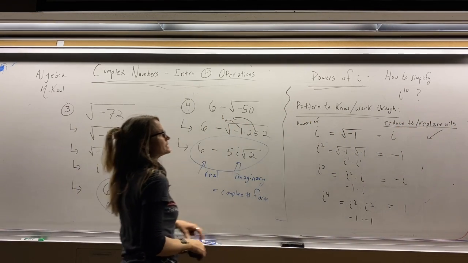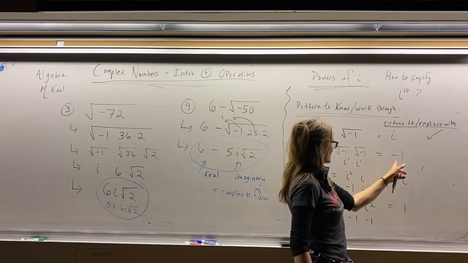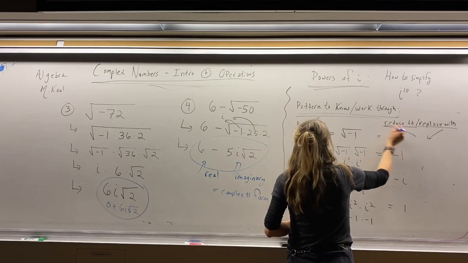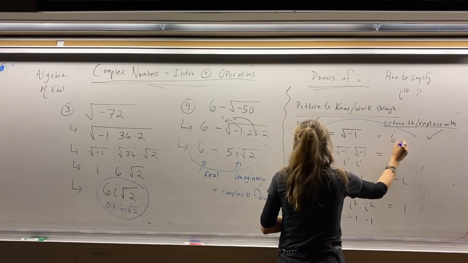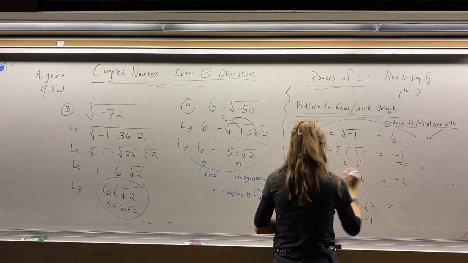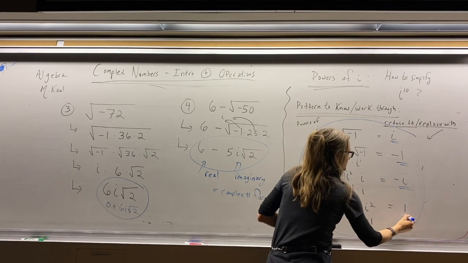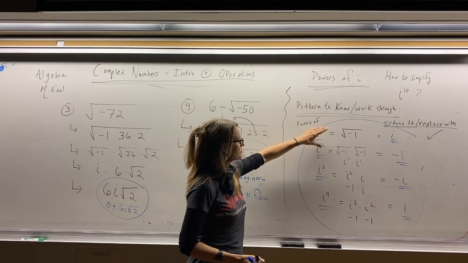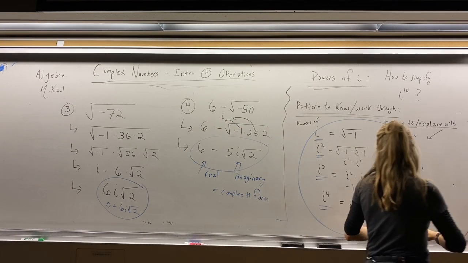Well, the idea is any of these higher exponents can break down to one of these components. So we have to know these. We have to know that i squared is -1, i cubed reduces to -i, i to the fourth reduces to 1. And no, you don't have to absolutely memorize them, you could always break it down. But this is what you want to reduce these powers to.